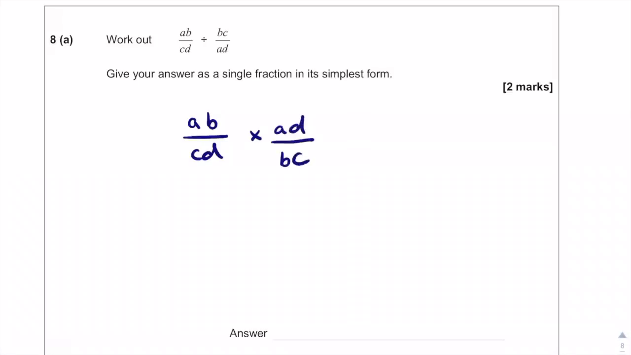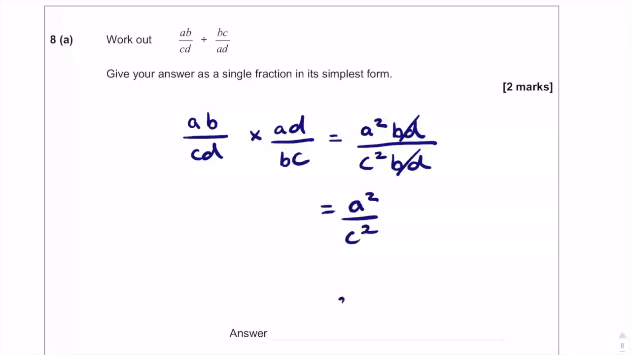Now, if I group these terms together, I'm going to have AB times AD. So that's going to be A squared BD over C squared times B times D. And what you should be able to see here is that the B and the D cancel out. So you're just left with A squared over C squared. So that is our answer for part A.